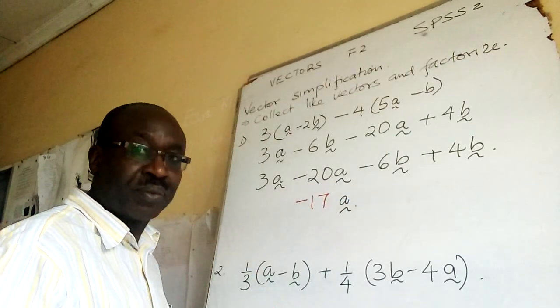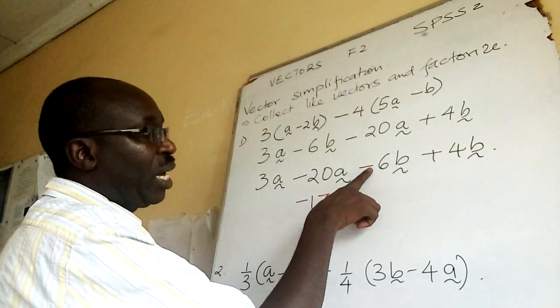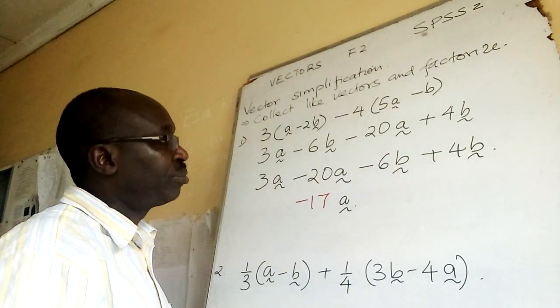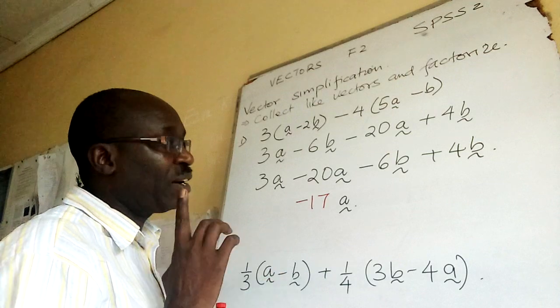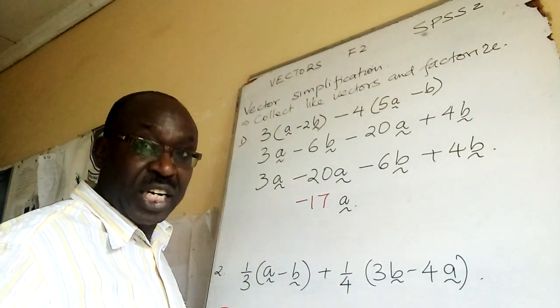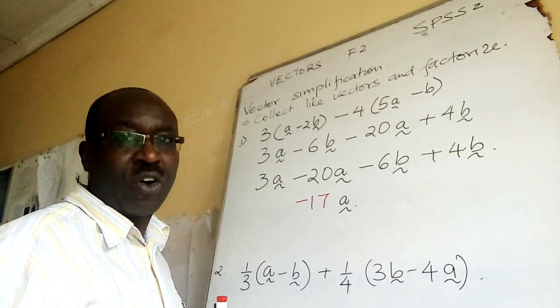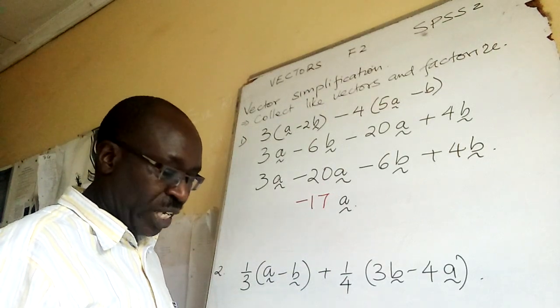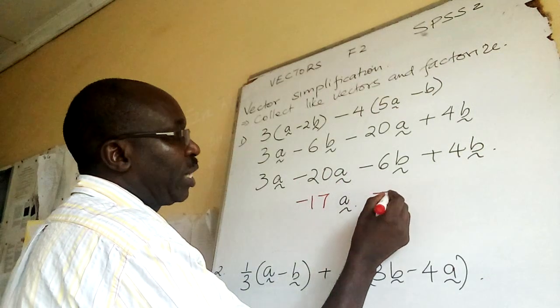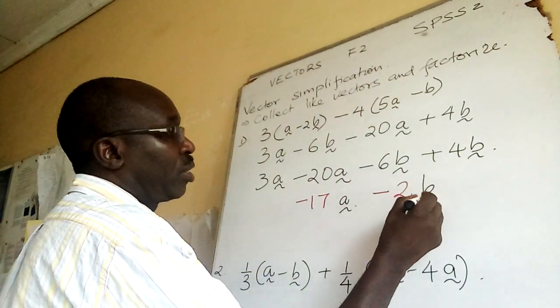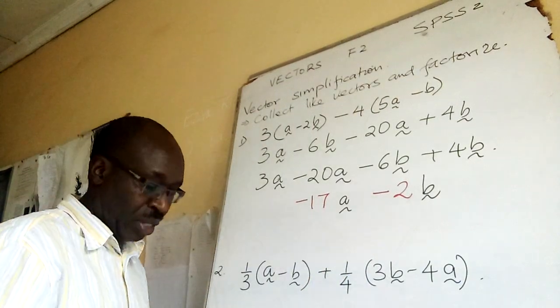a. Then I have a debt of 6 and I have 4 shillings. The 4 shillings that I have cannot offset this debt. I'll pay 4 and still remain with a debt of 2 shillings. So I'll put here minus 2 vector B. That is what I have.